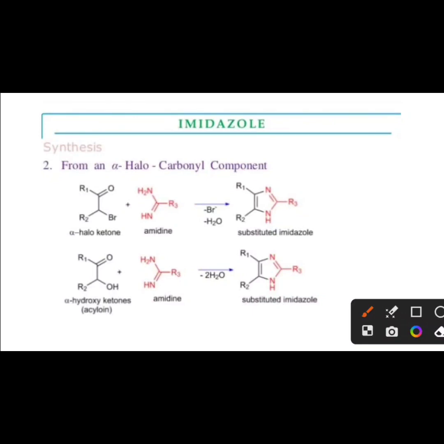Now see the synthesis from alpha halocarbonyl compounds. Here is the alpha haloketone on reaction with amidine, loss of HBr, to give substituted imidazole as the product. Now in the second reaction, alpha hydroxyketones in the presence of amidine, with loss of water, give substituted imidazole as the product.